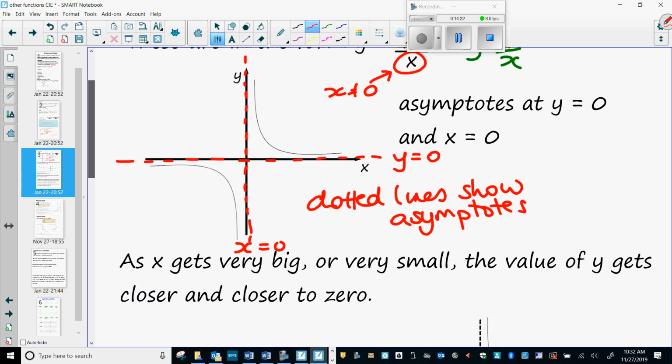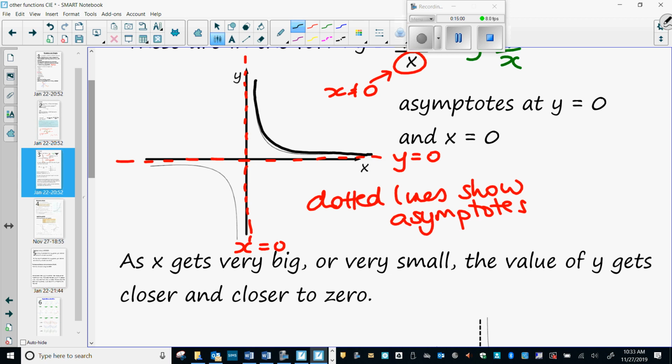Now, I've said here, as x gets very big, so x would get very big along here. Do you all agree with that? So this is my x-axis. We know that the value of x is getting bigger and bigger and bigger here. This direction, x is getting very small, in other words, very negative. Yes? That means that the value of y is getting closer and closer to 0, because our graph, it's not drawn too brilliantly, gets very, very close to that line, but never touches it. So it's getting smaller and smaller and smaller.